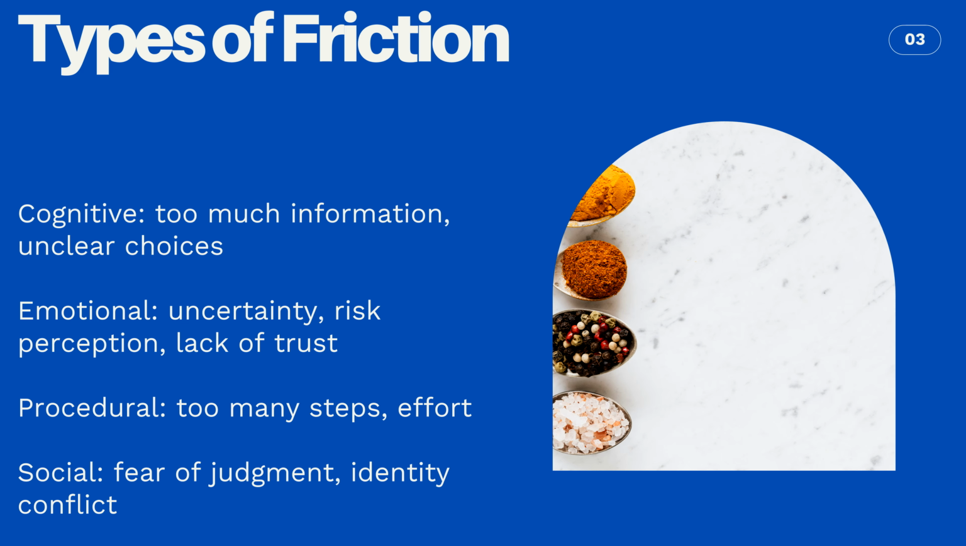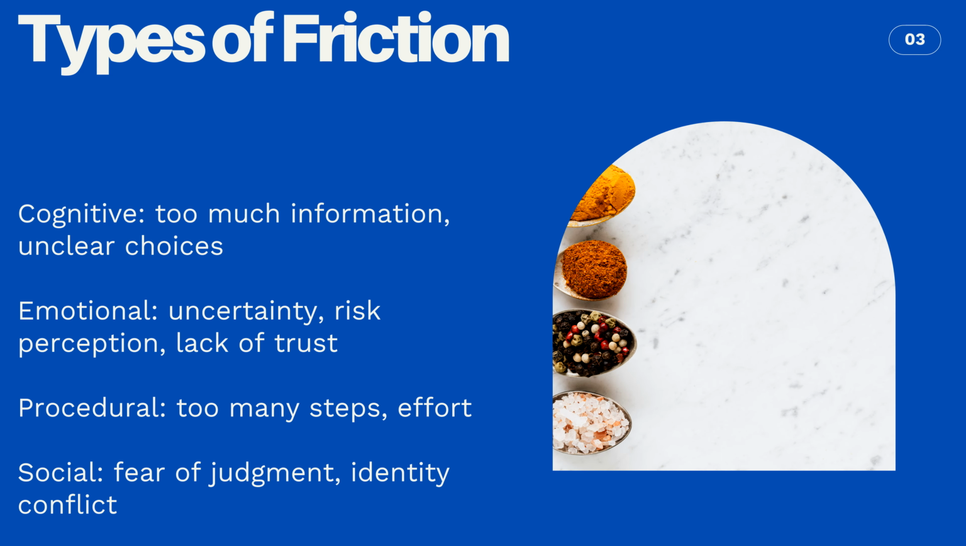Procedural friction is the literal effort required to complete a task. This aligns with effort discounting, which shows that people devalue outcomes that require more effort, and temporal discounting, which shows that people avoid tasks that feel time-consuming. Social friction arises from social norms theory, identity theory, and impression management. People avoid behaviors that conflict with identity or risk social judgment. When you understand these categories, you can diagnose friction with far more precision and design interventions that target the specific behavioral barrier.